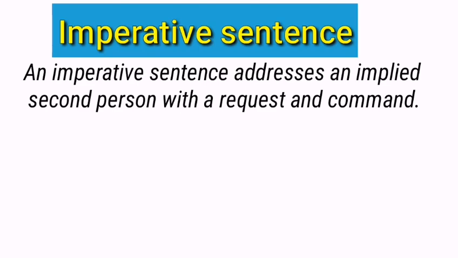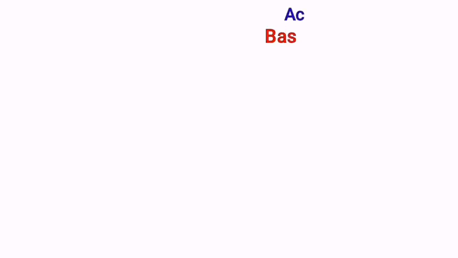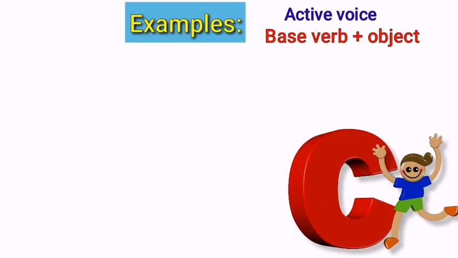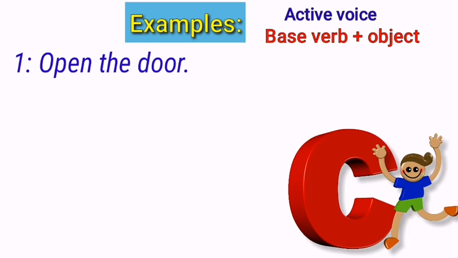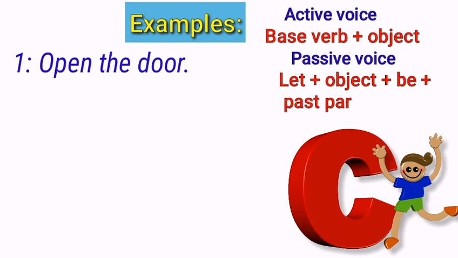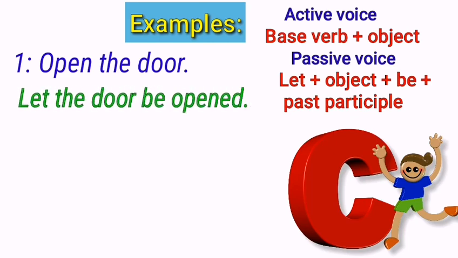First, look at the active structure of an imperative sentence: base verb plus object. Simply, it means that an active imperative sentence starts with a base verb directly and then the object. Just look at these examples. Open the door. It is an imperative sentence, but if you want to change this one into passive voice, then you have to follow this passive structure: let, plus, object, plus, be, plus, past participle. So, it can be changed like this: Let the door be opened.